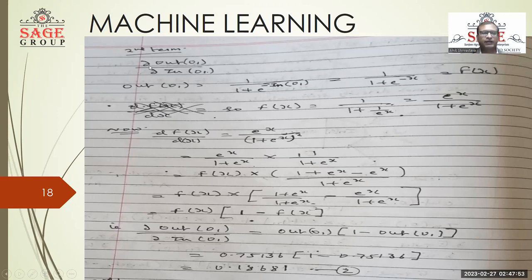So when I partially differentiate this, del out O1 upon del in O1, I get this as my output. f(x) is nothing but my out O1, so it is out O1 into 1 minus out O1. We already know the value of out O1, it is 0.75136. So we just put in the values and we get 0.18681. So this is the output, my second term.